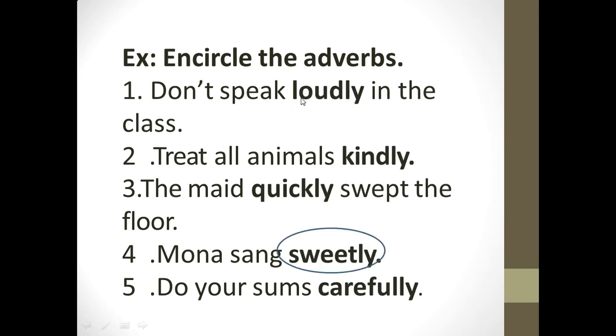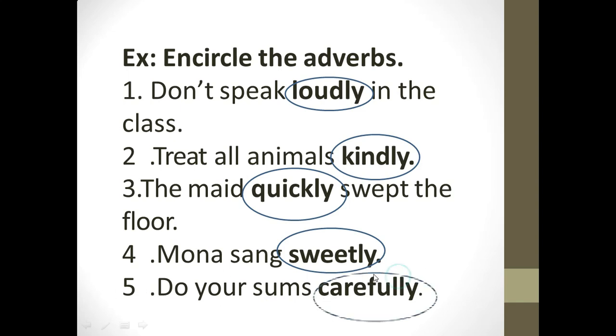Speak loudly. Loudly is an adverb. Treat all the animals kindly. Kindly is an adverb. Treat is a verb and kindly is an adverb. The maid quickly swept the floor. Quickly is an adverb. Swept is the second form of sweep. Sweep means to clean up. Mona sang sweetly. Sweetly is an adverb. Sang is the second form of sing. Do your sums carefully. Do is the verb and carefully is an adverb.